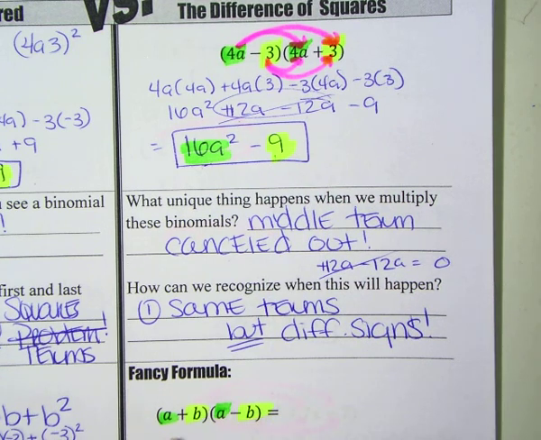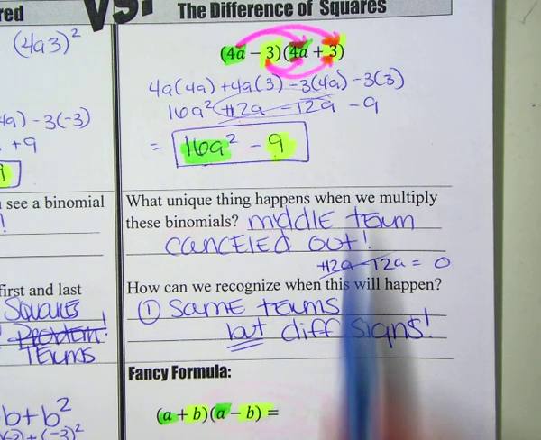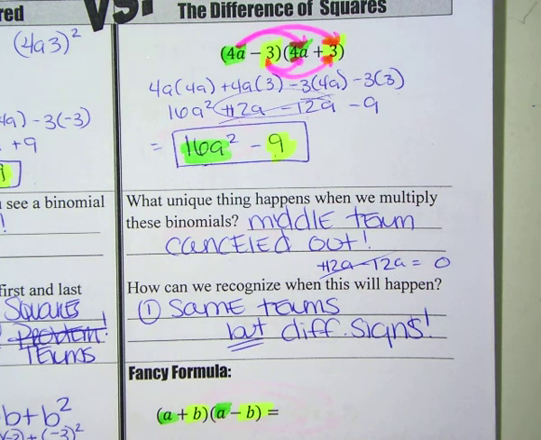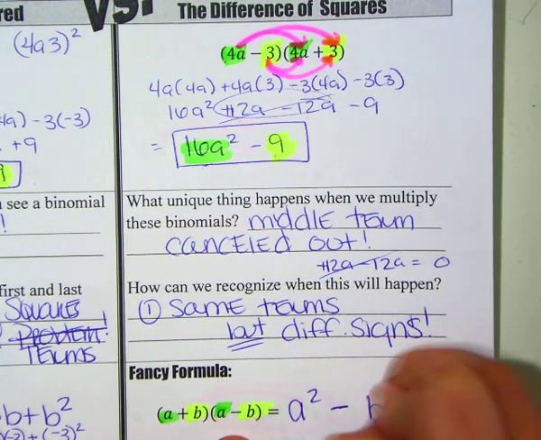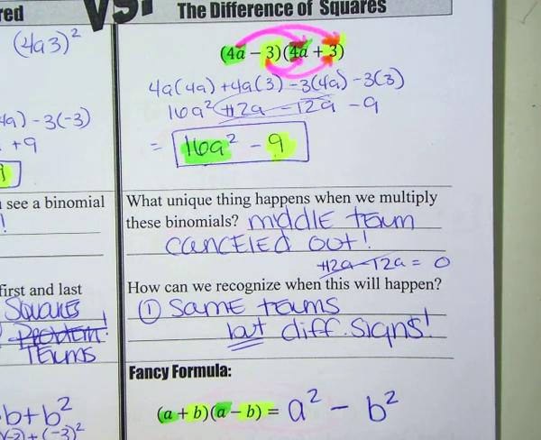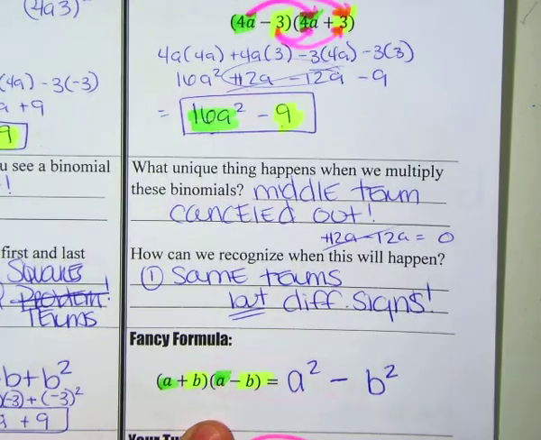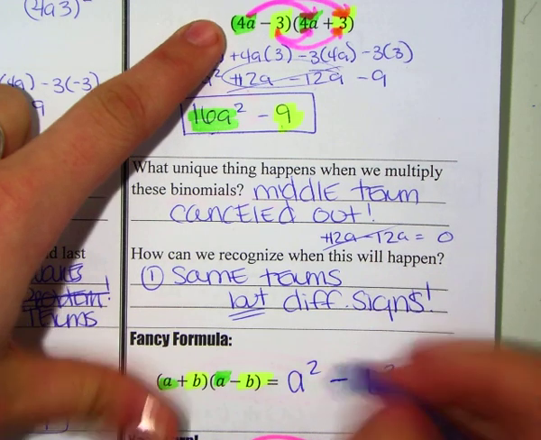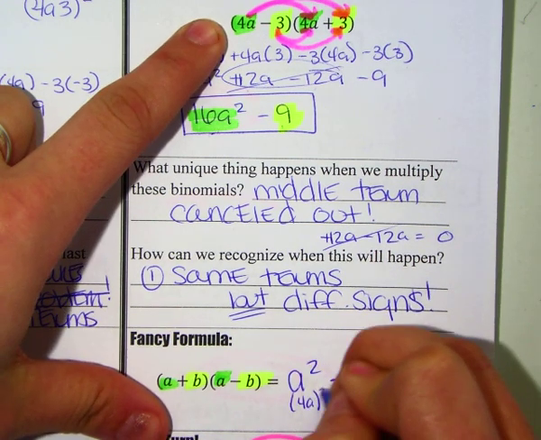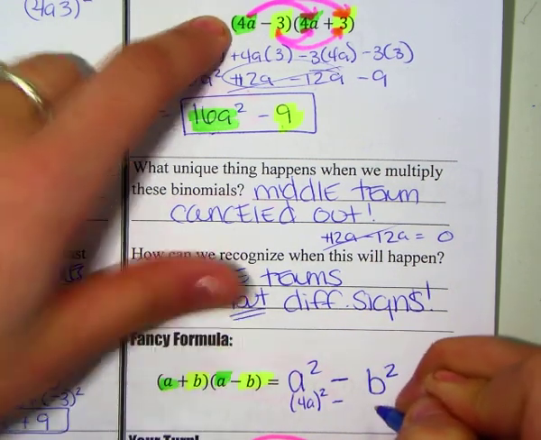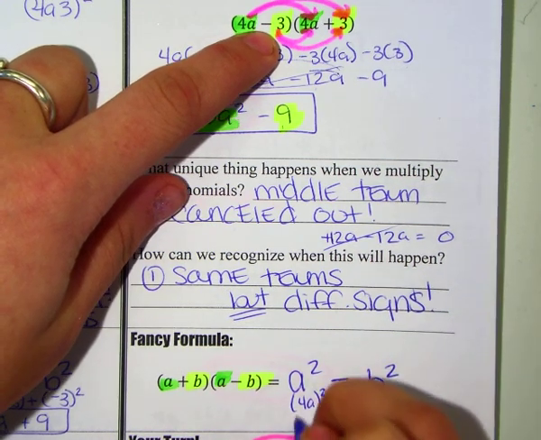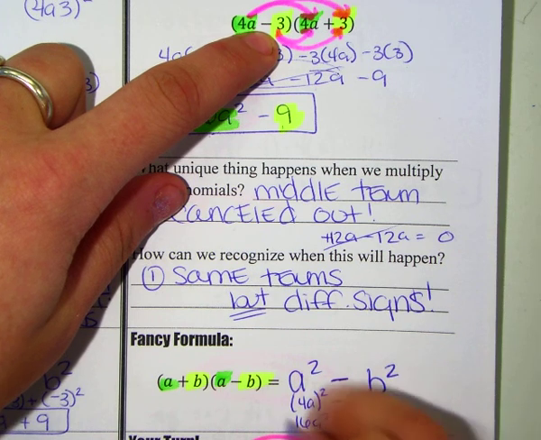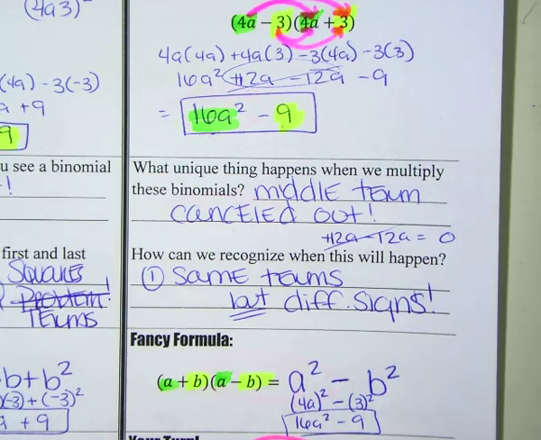So what is this? A plus b times a minus b will be equal to a squared minus b squared. It's that simple. So if we use this formula, we take a, in this case, which was 4a, and square it, minus b, which was 3, and square it. This would become 16a squared minus 9, if you wanted to use the formula. You don't have to, though. You can always just multiply.